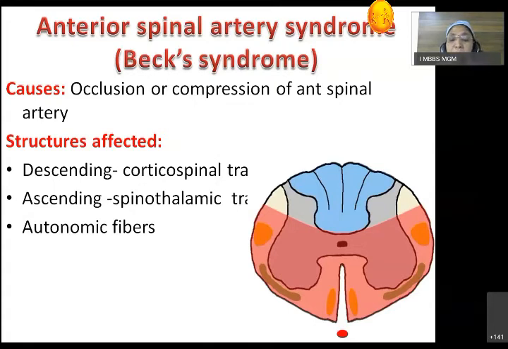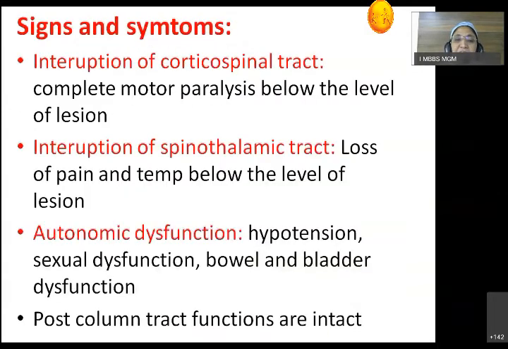Then what is the function of the spinothalamic tract? The spinothalamic tract is responsible for pain and temperature sensation. It carries pain and temperature sensation from the opposite half of the body. Here there is no question of the opposite half because both halves are damaged. So there is loss of pain and temperature sensation below the level of damage. Then if the autonomic fibers are damaged, what will happen? There will be hypotension, sexual dysfunction, bowel dysfunction and bladder dysfunction.